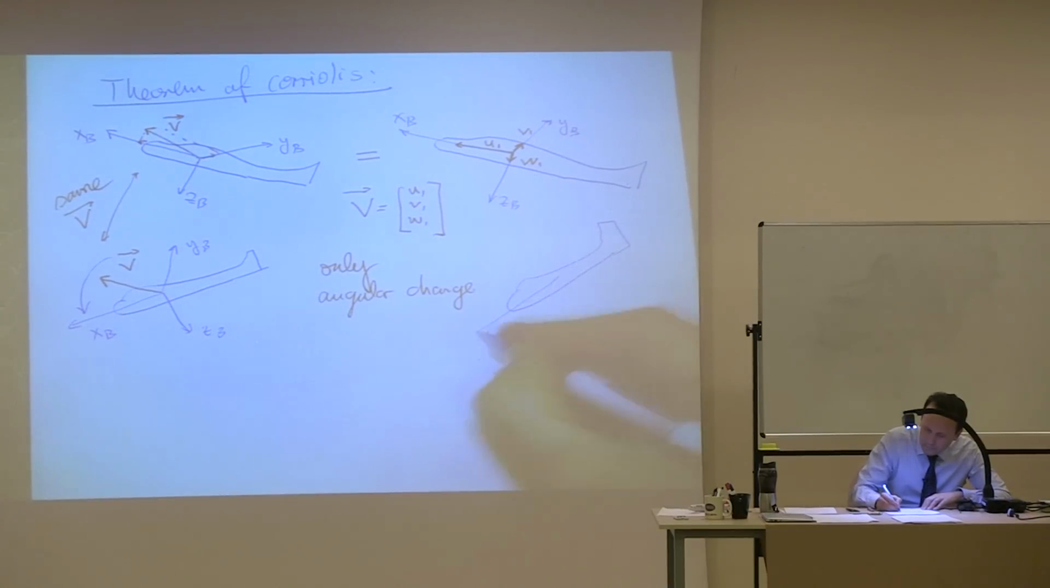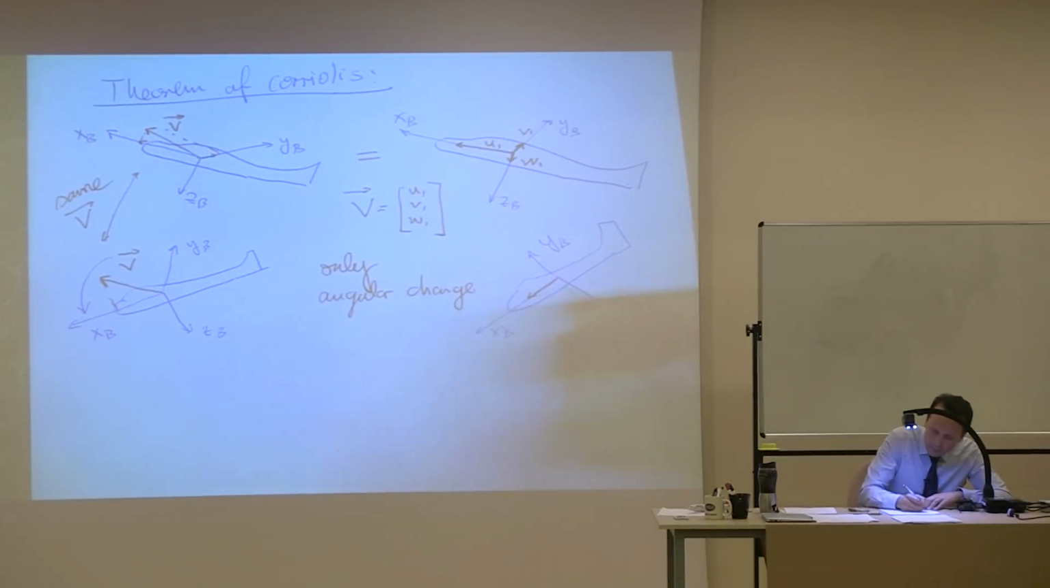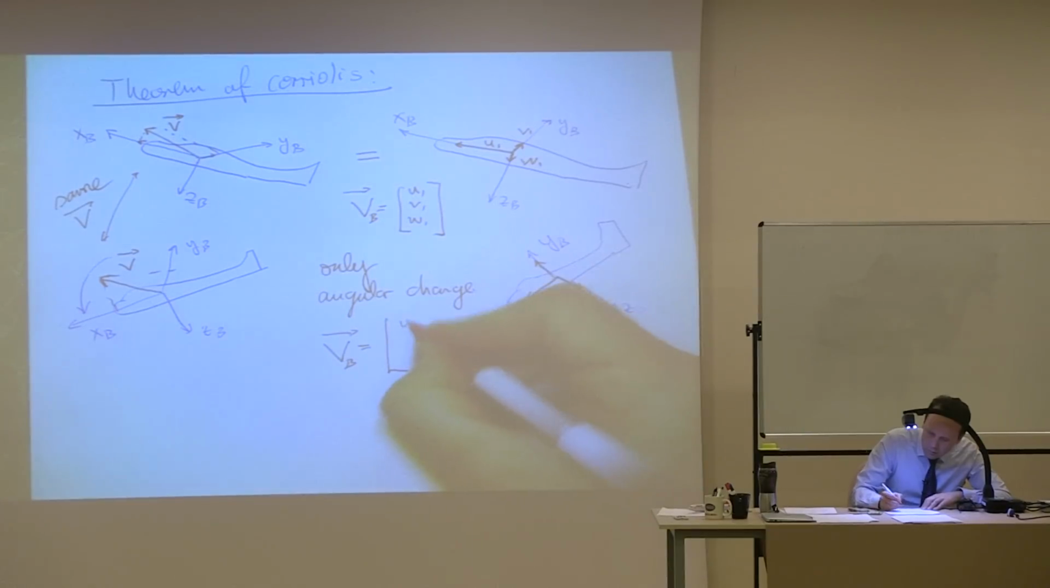Okay, this is x body, z body, and y body. Okay? So let's try to write this. So it will be something like this. There will be something like that. And there will be maybe something like this. So the new velocity vector is now written in this body fixed coordinate system. This is still body and this is still body. And this will be now u2, v2, w2.